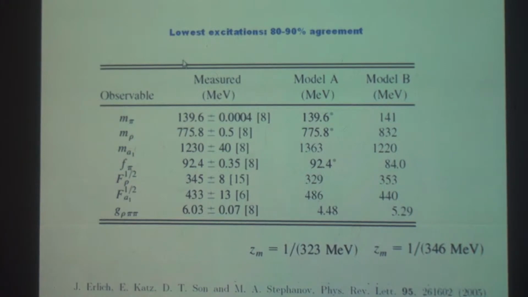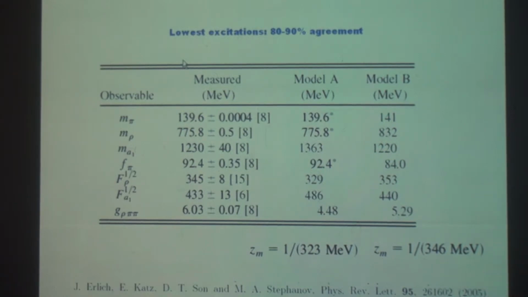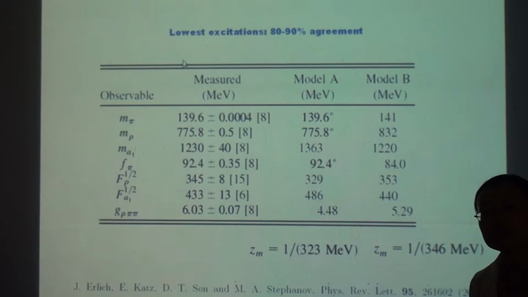Can I ask a question? What boundary condition do they impose on the IR cutoff? You say this is 85, but they put the IR cutoff. What boundary condition do they impose?